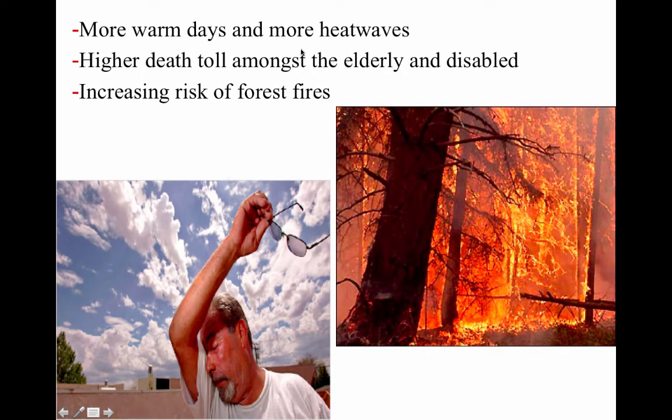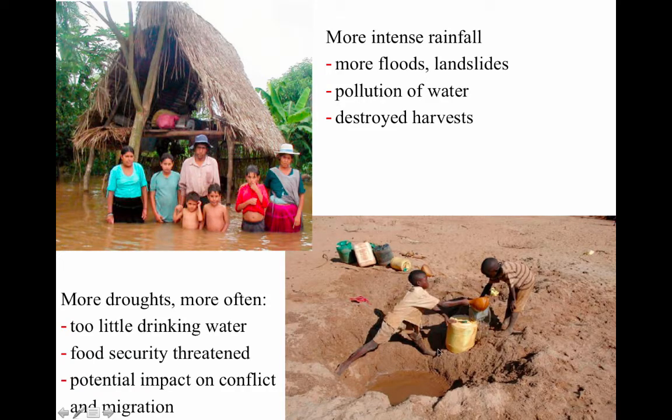More warm days means there will be more heat waves and a higher death toll amongst the elderly and disabled. Those are the ones who will suffer the most from hotter weather, and also an increased risk of forest fires is shown with an increase in temperatures.